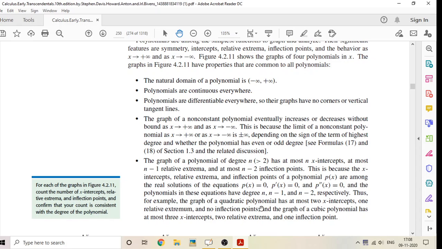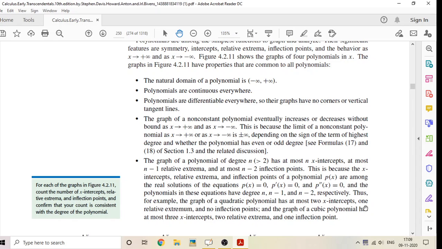ഇനി അതുപോലെ തന്നെ ക്വാഡ്രാറ്റിക് പോളിനോമിയൽ എടുക്കുമ്പോൾ ക്വാഡ്രാറ്റിക് പോളിനോമിയലിന് at most 2 x-intercepts ആയിരിക്കും. കാരണം ക്വാഡ്രാറ്റിക്കിന് മാക്സിമം 2 റൂട്ടേ വരുള്ളൂ. അപ്പോൾ മാക്സിമം ആവാവുന്ന x-intercepts 2 ആയിരിക്കും. ഇനി ഫസ്റ്റ് ഡെറിവേറ്റീവ് എടുക്കുമ്പോൾ ദാറ്റ് വിൽ ബി എ ഫസ്റ്റ് ഡിഗ്രി പോളിനോമിയൽ. സോ അറ്റ് മോസ്റ്റ് ദെർ ക്യാൻ ബി 1 റിലേറ്റീവ് എക്സ്ട്രീമ, ആൻഡ് p ഡബിൾ ഡാഷ്, സെക്കൻഡ് ഡെറിവേറ്റീവ് എടുക്കുമ്പോൾ ദാറ്റ് വിൽ ബി എ കോൺസ്റ്റൻറ്റ്. So therefore it will not be equal to 0, so it cannot be an inflection point.